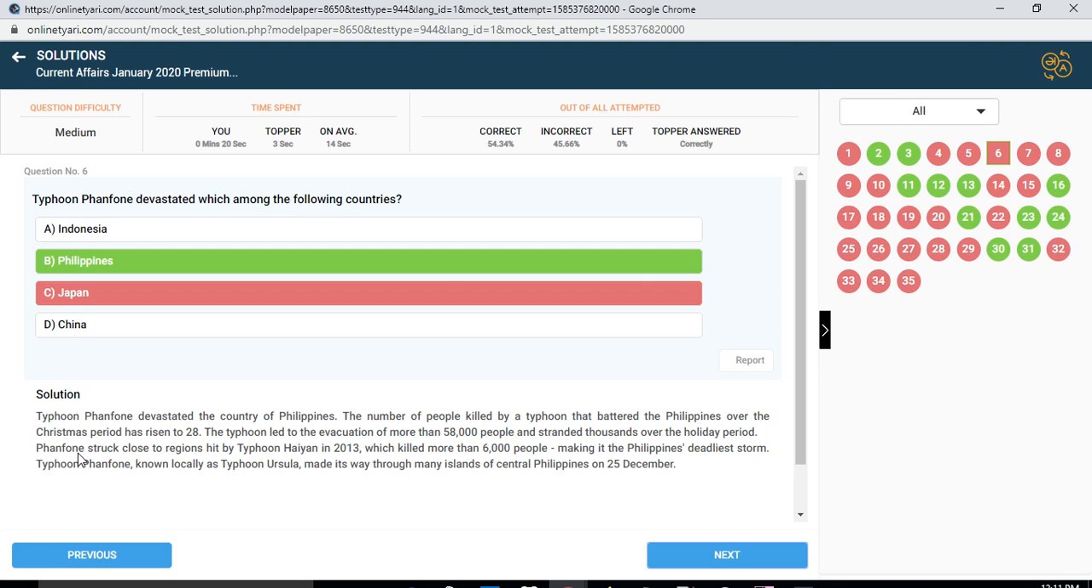The typhoon struck close to the regions hit by Typhoon Haiyan in 2013, which killed more than 6,000 people, making it the Philippines' deadliest storm. The typhoon, locally known as Typhoon Ursula, made landfall in the central Philippines on 25th December.